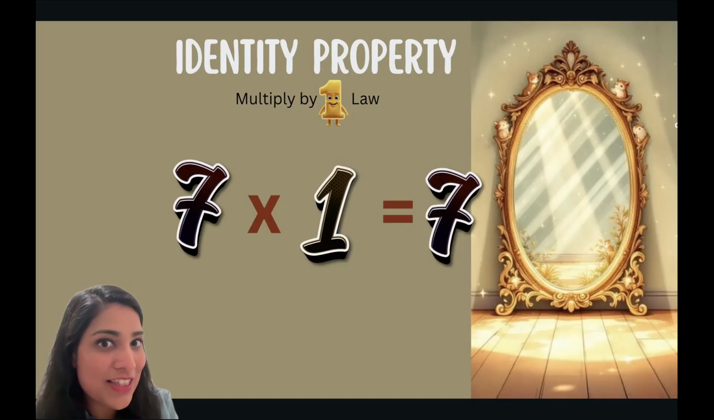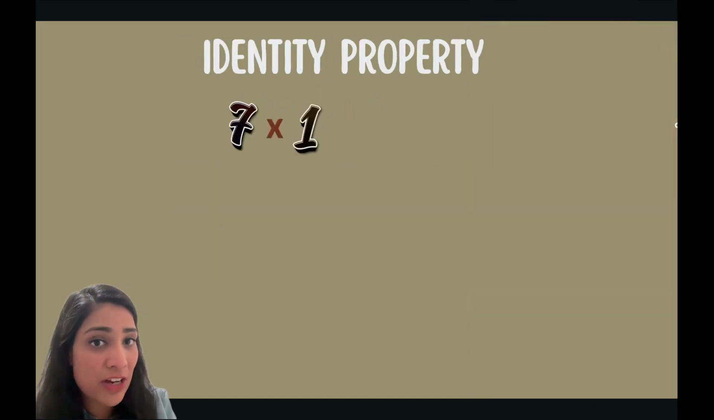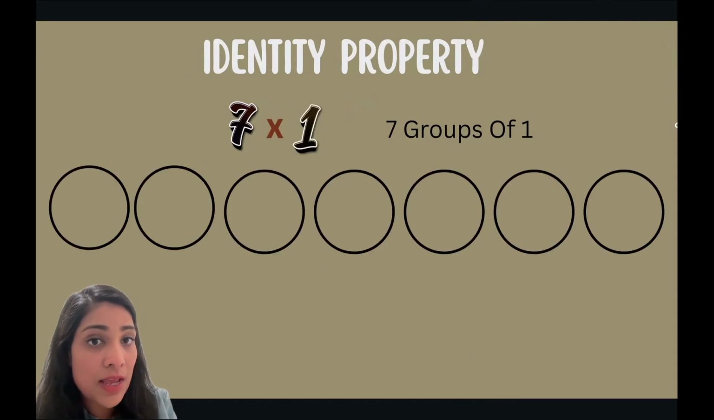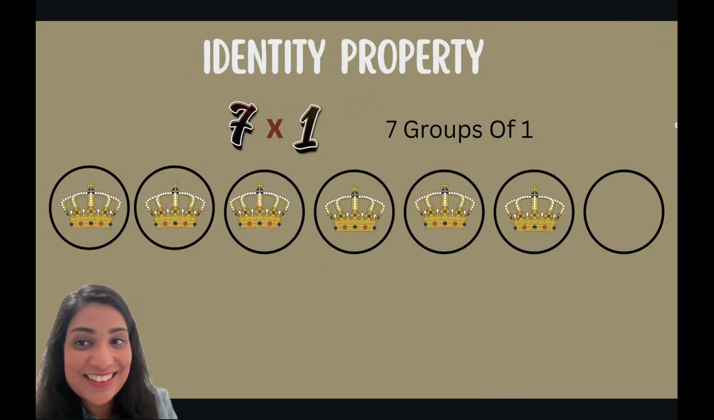Okay, let's prove it. 7 times 1 means 7 groups of 1. Let's make 7 groups and place one item in each. What should we put? Let's place a crown in each. So how many crowns are there altogether?